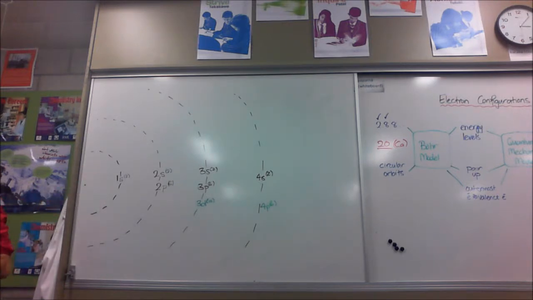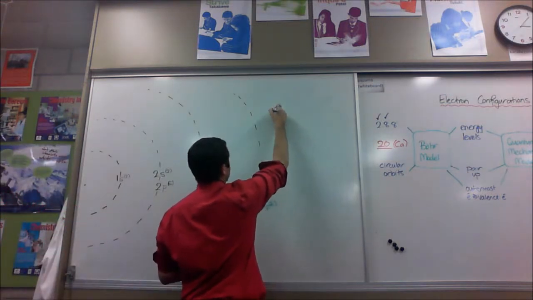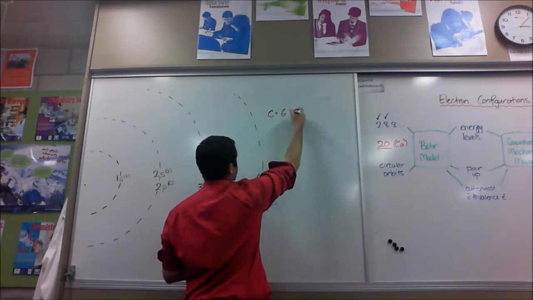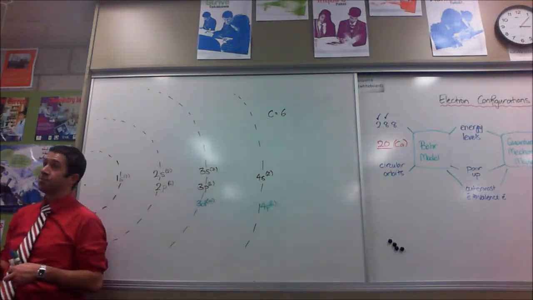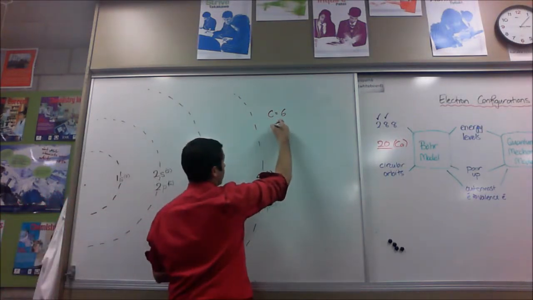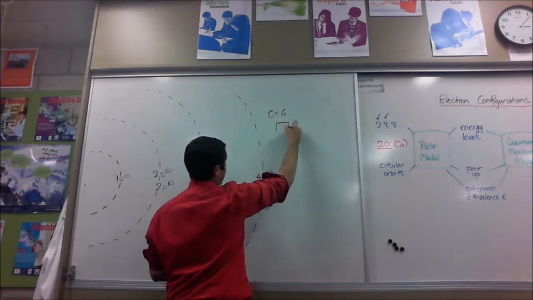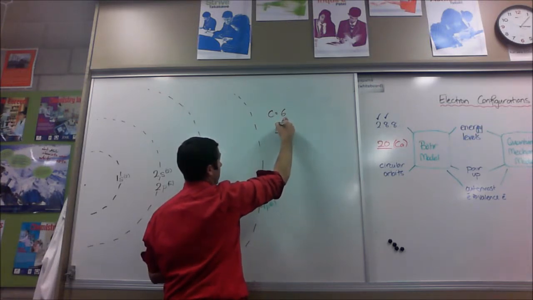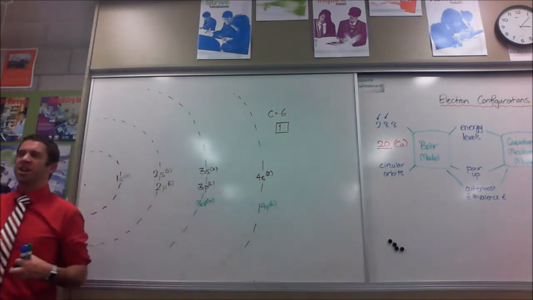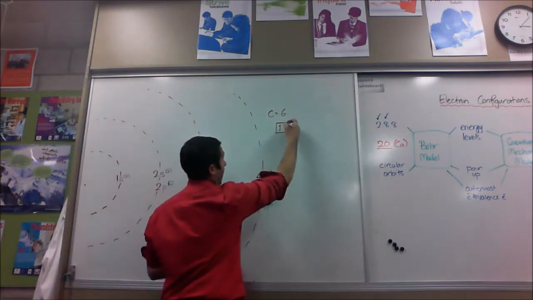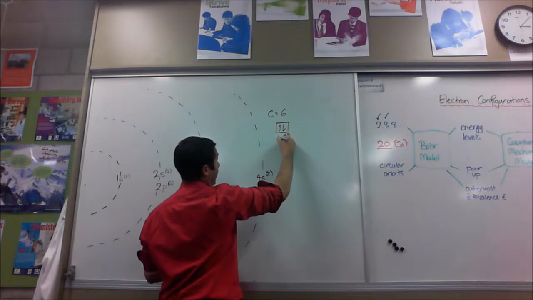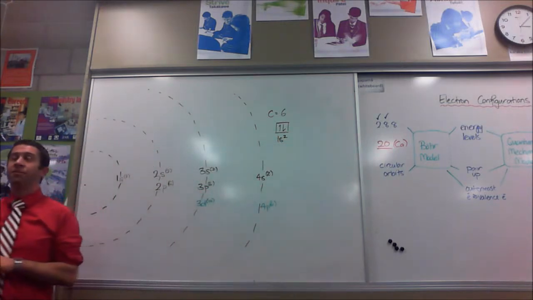So the way that we draw these is with a little diagram. So let's say, for argument's sake, I was doing carbon. Carbon is number 6, okay? So therefore it's got 6 electrons. First of all, I fill up first energy level with an up arrow or a down arrow, it doesn't matter. And then the down one. This is 1s2, being full.